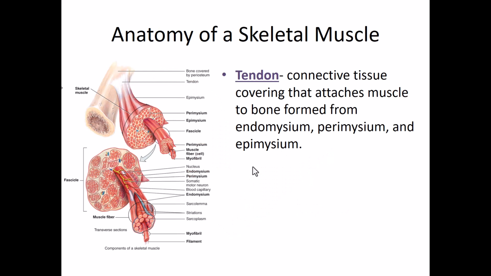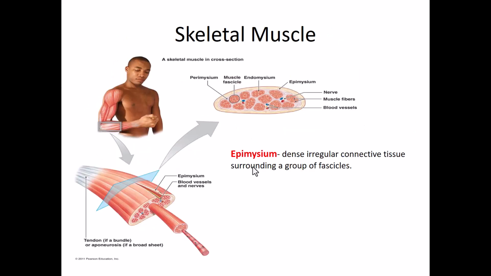When we look at the anatomy of a skeletal muscle, we're going to divide it into smaller organized sections by connective tissue membrane. These muscles are connected to bone by tendons, which is just a connective tissue covering that resists tension in one direction, so it attaches it firmly to bone or skin.